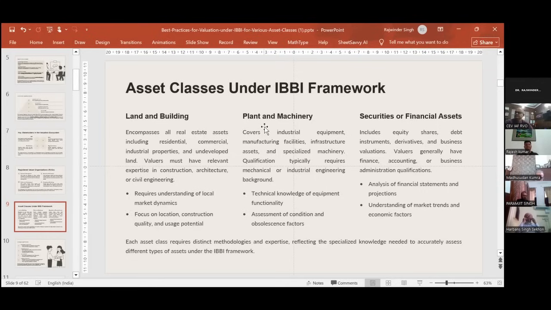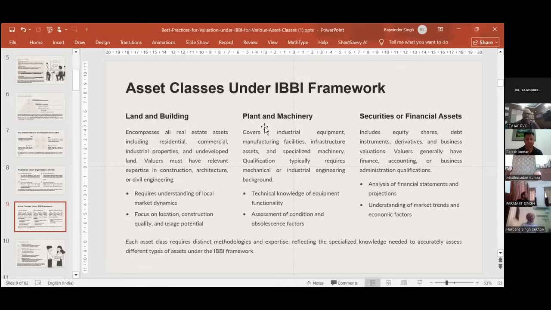And then the second class is plant and machinery. Plant and machinery valuers cover industrial equipment, manufacturing facilities, infrastructure assets, and specialized machinery. Qualification typically requires a mechanical or industrial engineering background. Along with that, you must have technical knowledge of equipment functionality. You must be able to assess the condition and obsolescence factors of the plant and machinery.